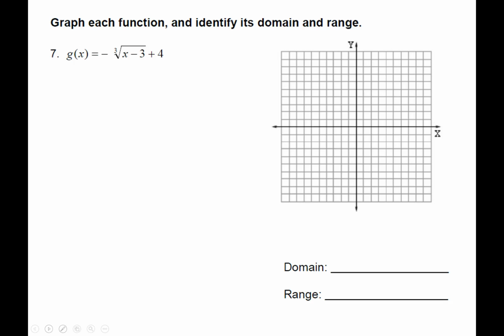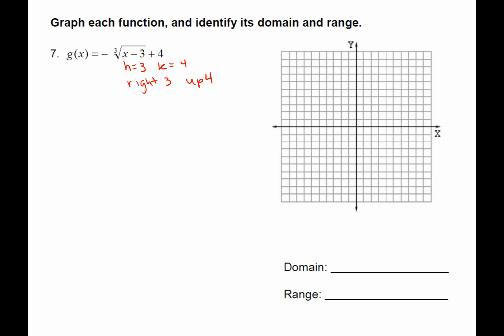All right, number 7, graphing a cube root function. State the domain and the range. I'm going to shift back to red here. So first of all, again, h and k. h is 3 and k is 4. Remember, h always does the opposite of what it looks like. This is going to be shifting right 3 and up 4.